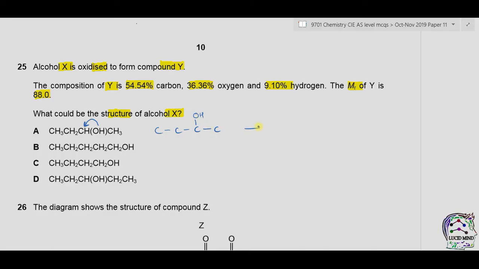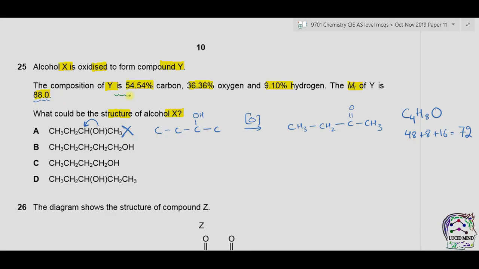Now a secondary alcohol is oxidized into a ketone. The product formed will be like this. There are 4 carbon atoms in the product, 8 hydrogen atoms and 1 oxygen atom. Let's find out the molecular mass. It is 48 for 4 carbon atoms, 8 for 8 hydrogen and 16 for 1 oxygen. So the molecular mass becomes 72. It should be 88, so therefore A is incorrect.